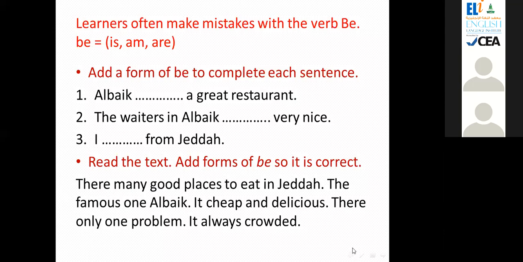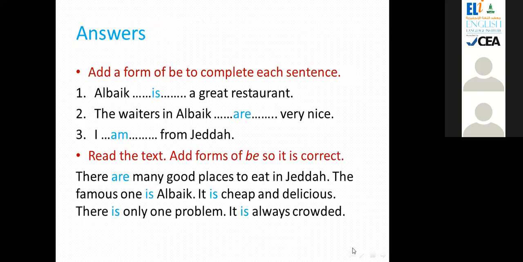Okay, so here, see the answer. Great interaction. Okay, let's see the answers. There are many good places to eat in Jeddah. The famous one is Al-Baik, because the subject here, the famous one, is singular, that's why we use "is". It is cheap and delicious. There is only one problem. It is always crowded. Okay, great.